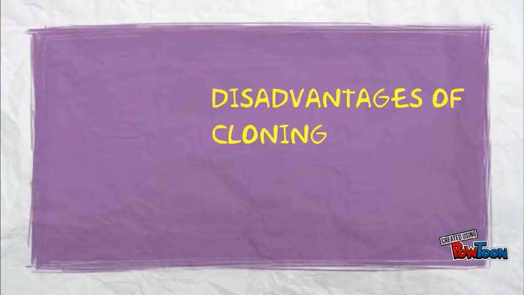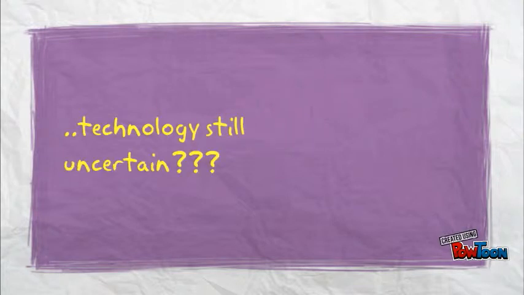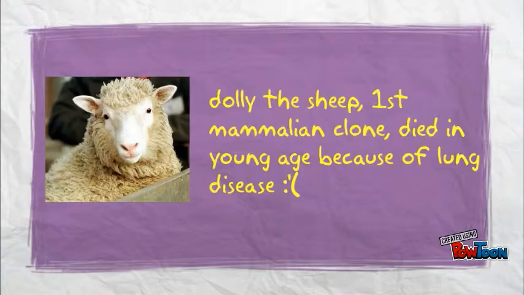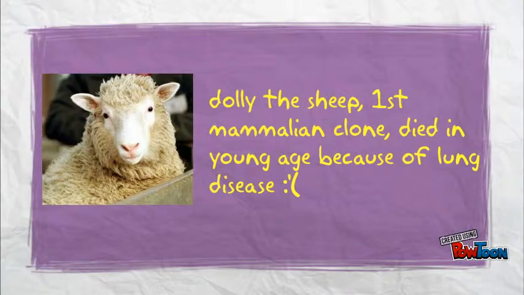Let's continue. One of the biggest disadvantages of cloning is that the technology is still uncertain. Scientists are still unsure of the genetic mutations that might occur. There were hundreds of failed clones, including dead fetuses and ones that turned out horribly deformed.